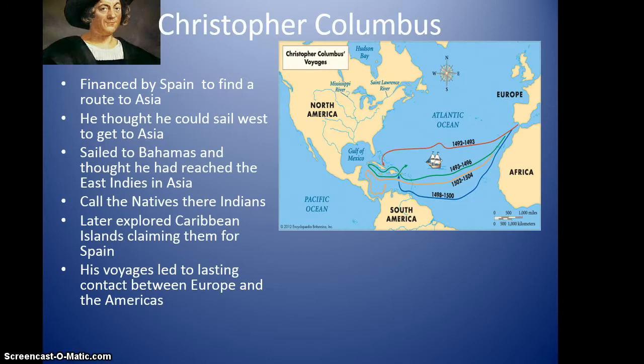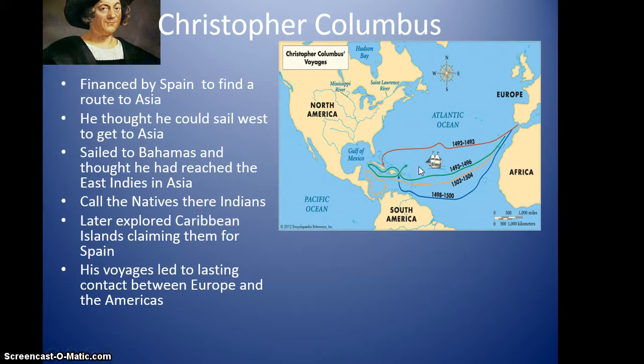All right, Christopher Columbus. Christopher Columbus was another explorer, a European explorer. He sailed for Spain. He was trying to find a route to Asia. He thought he could sail west to get to Asia. So if he's here in Spain, he thought he could go west and then he would eventually get to Asia. He sailed to the Bahamas and thought he had reached the East Indies in Asia.